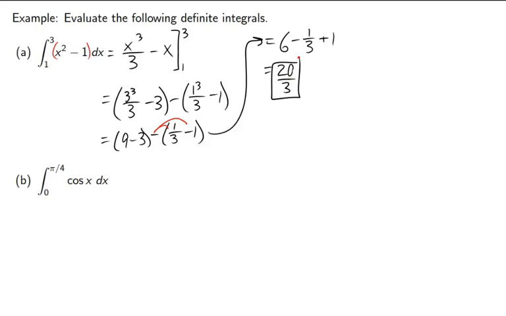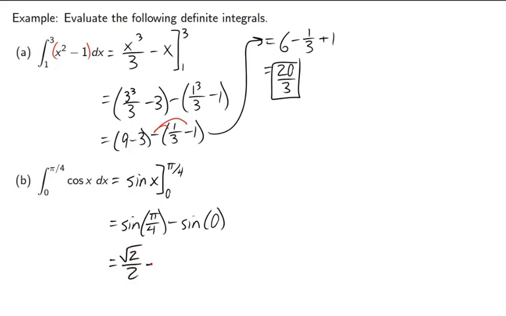Next one, cosine x. If you recall, the idea is whose function has derivative cosine x? You might know the rule already, but you also know that the derivative of sine x is cosine x. So in particular, the integral of cosine x is sine x, evaluated from 0 to pi over 4. So we get the sine of pi over 4 minus the sine of 0. Sine of pi over 4 is square root of 2 over 2. Sine of 0 is 0, so I get square root of 2 over 2.